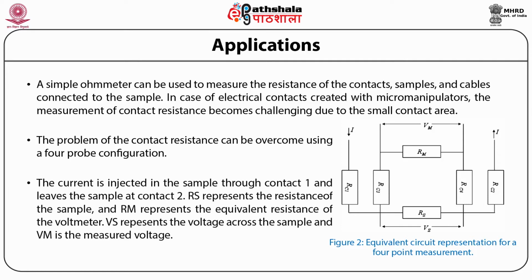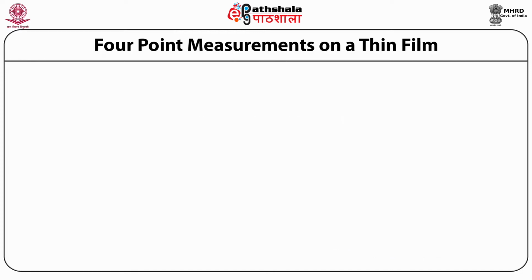The current is injected in the sample through contact 1 and leaves the sample at contact 2. Rs represents the resistance of the sample, and Rm represents the equivalent resistance of the voltmeter. Vs represents the voltage across the sample, and Vm is the measured voltage. Let us next study the 4-point measurements on a thin film.